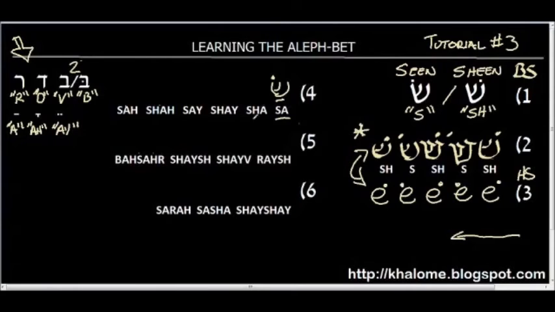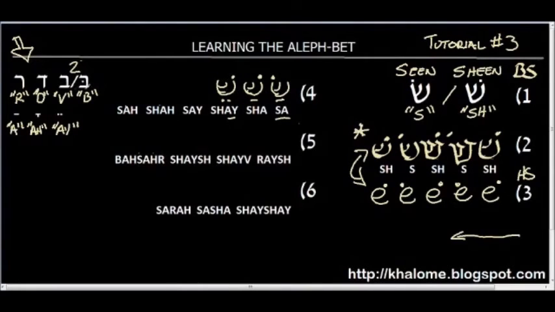For sha, it's going to be basically the same thing, except we're going to use a sheen instead of the sin. So we'll come over here, the sheen dot to the top left, and then put the pata down below. For she, we'll use the same thing, the sheen dot, and then we want to put the tseri, the two dots, down below to get that hard A, she. So sa, she, sa, sha, and she.